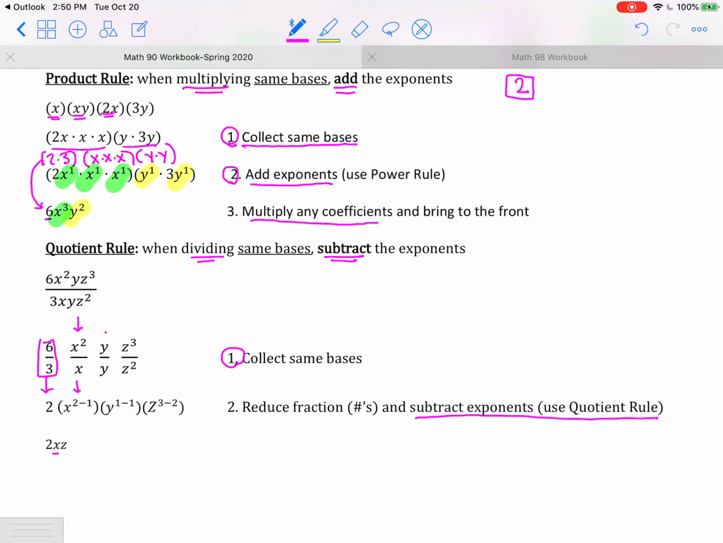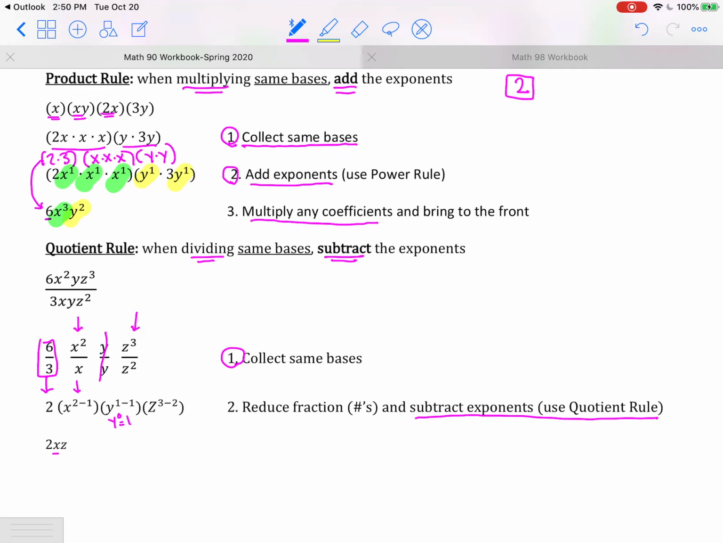I've got y over y. Well, we could have just gone like this. It's gone, isn't it? And we can see here, this is y to the 0, and we remember that anything to the 0 power is just 1. So that y just disappears. You notice it's not in the final answer at all.